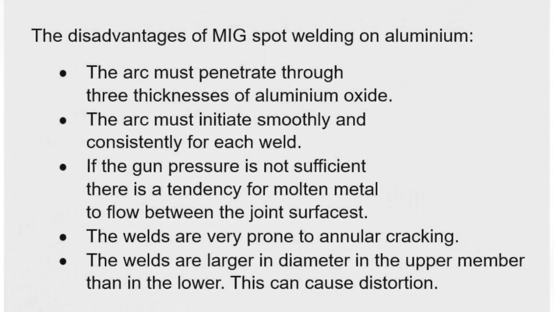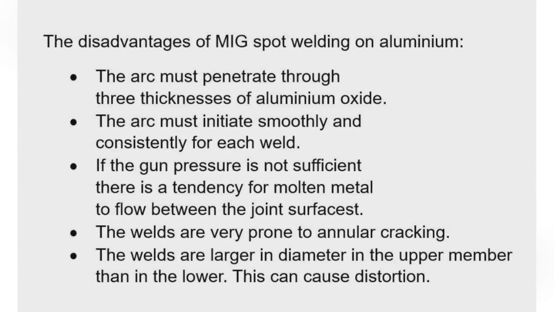The arc must penetrate through 3 thicknesses of aluminium oxide in order to fuse the two members together. The arc must initiate smoothly and consistently for each weld. If the gun pressure is not sufficient to bring the two members into intimate contact, there is a tendency for molten metal to flow between the joint surfaces and a defective weld to result. The welds are very prone to annular cracking, usually in the base metal heat-affected zones. The welds are much larger in diameter in the upper member than in the lower. This can cause distortion.